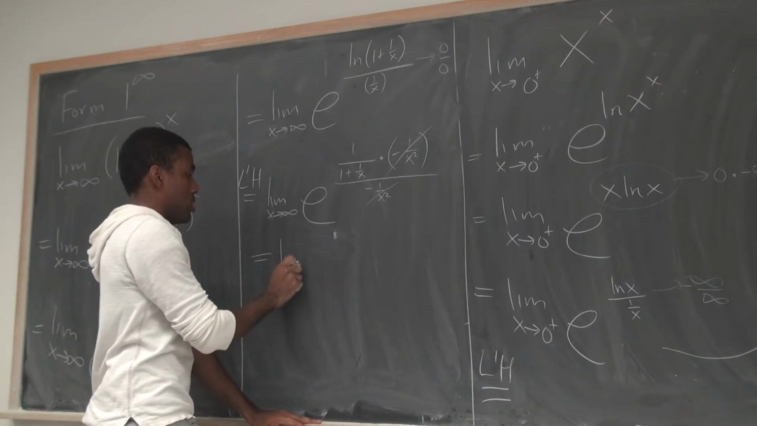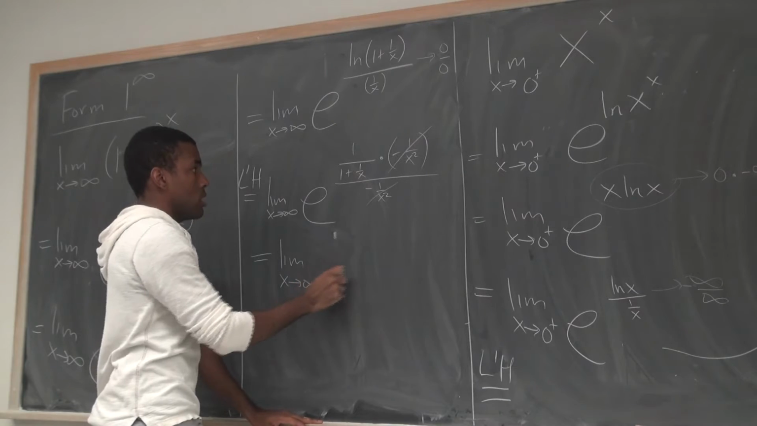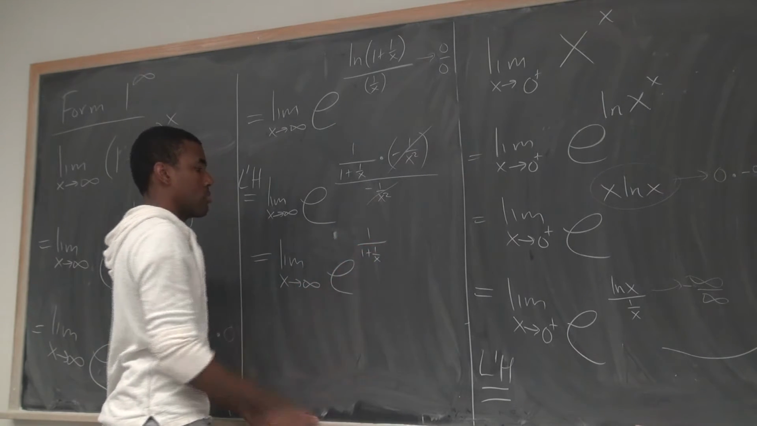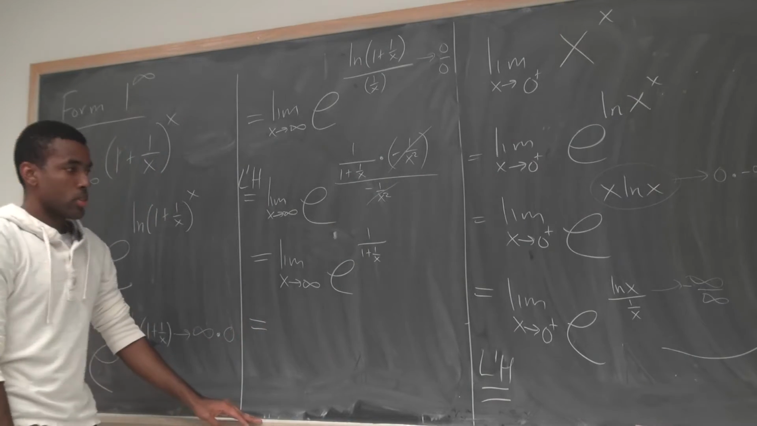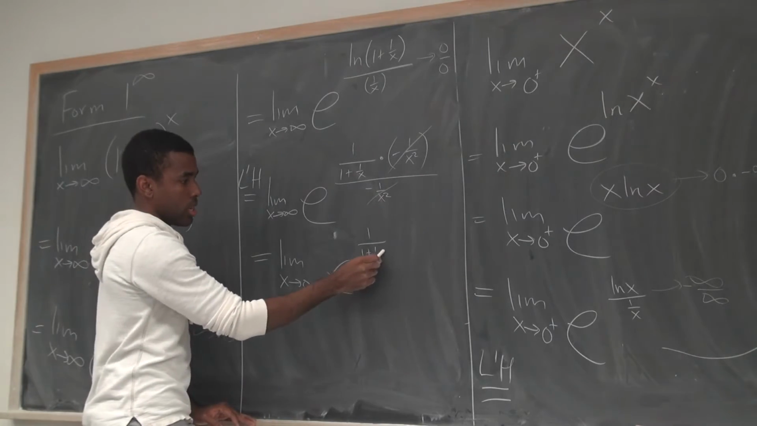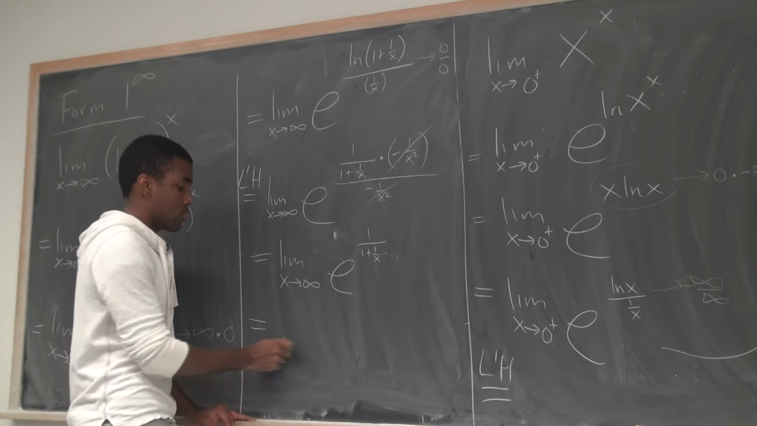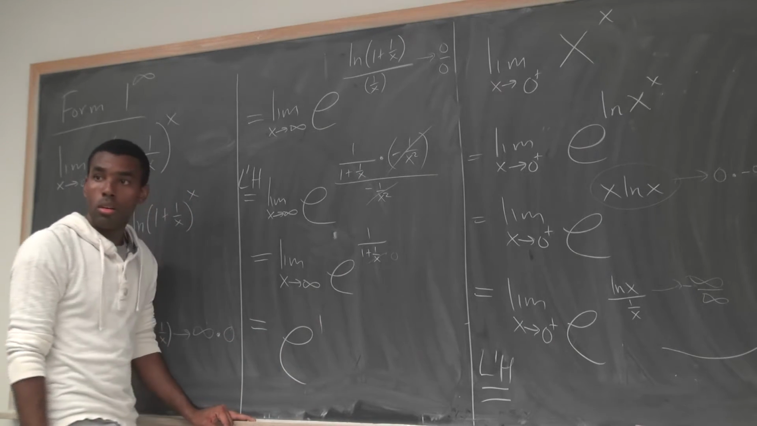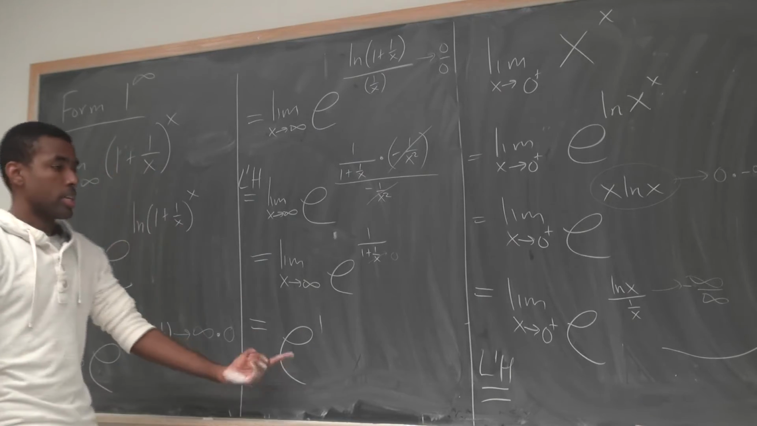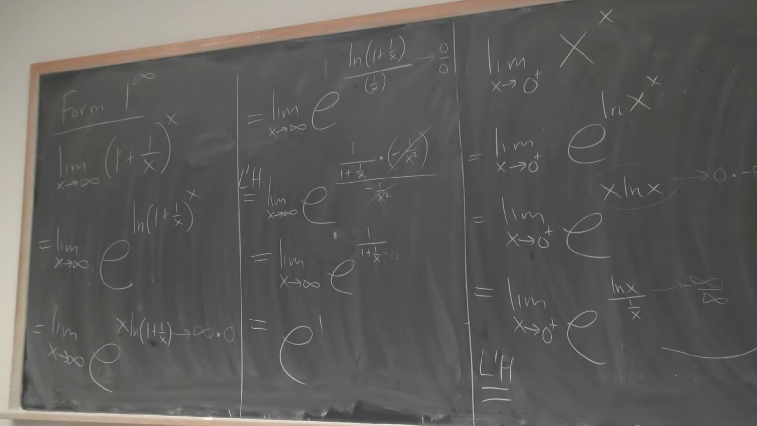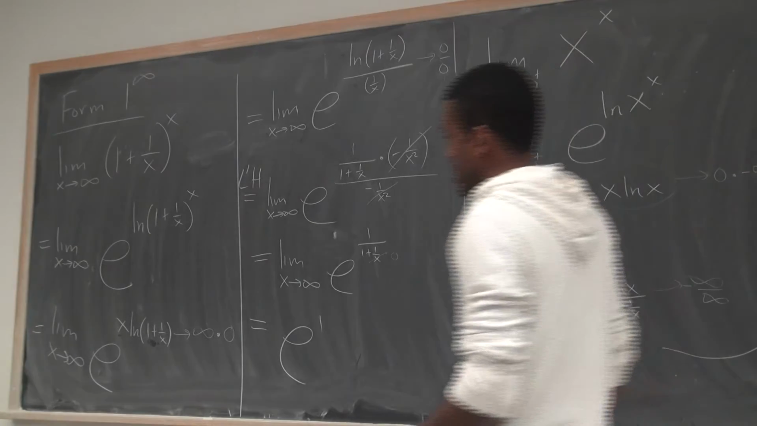So I have the limit as x approaches infinity of e to the 1 over 1 plus 1 over x. Now as x goes to infinity, this guy goes to 0, and I just end up with 1 over 1. So I just end up with e to the 1. So that limit is actually equal to e. Proved it. Okay. That's it for that section.